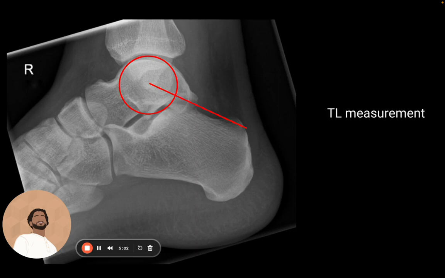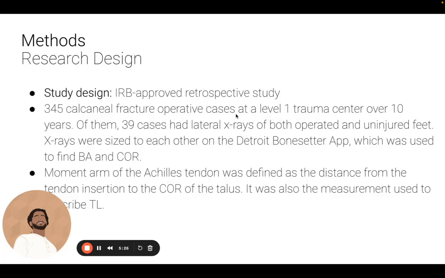This is actually what the TL measurement is. Again, this is the center of the talus. What we do is draw a circle right along the dome of the talus. Then the distance from the center of that circle to the most posterior aspect of the attachment of the Achilles tendon, which you can see with this black shadow, is the tuber length, also known as the moment arm of the Achilles.